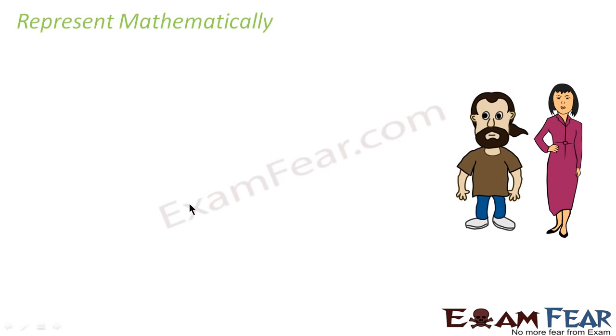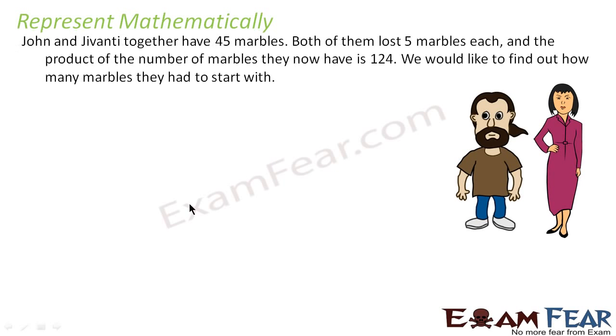Let's take the scenario. We have to represent this mathematically. So the question says John and Jivanti have 45 marbles together. This guy is John and this lady is Jivanti. John and Jivanti have 45 marbles together. Both of them lost 5 marbles each and the product of the number of marbles they have now is 124. We would like to find how many marbles they had to start.